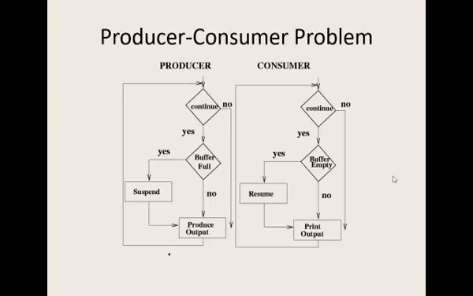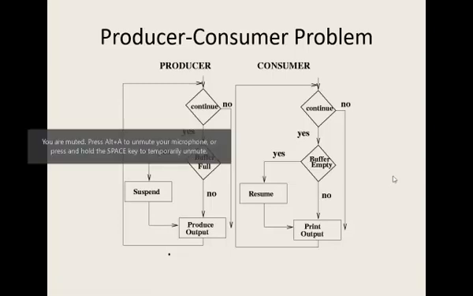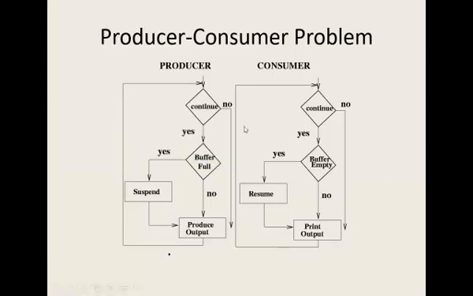Right, so in summary we can describe the producer consumer problem like this. You can see in this pseudocode, the producer will continue until the buffer is full, right? If the buffer is full, it will suspend, and will be in the loop. If not, it will produce an item and continue.